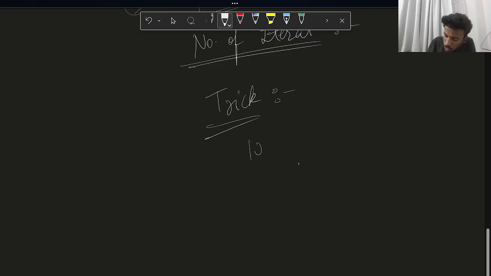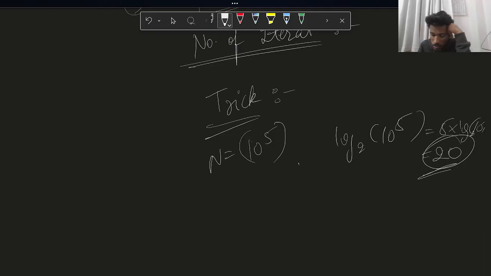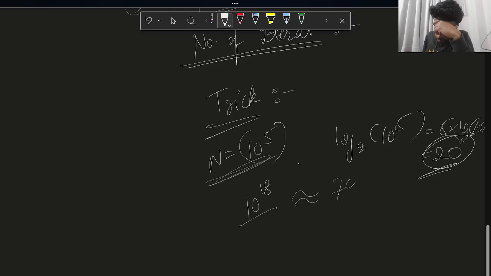Suppose 10 power 5. If n was 10 power 5, then how many iterations in standard binary search? It would be log base 2 of 10 power 5, so 5 into log base 2 of 10, somewhere around 20 operations. So 20 operations were needed in the standard binary search if n was 10 power 5. Now, what would happen in case of 10 power 18? Nearly 72 iterations would be needed.